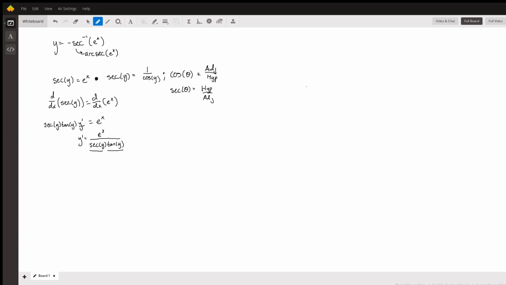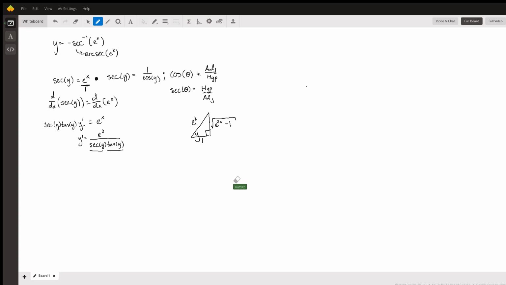So if we write the fraction like this, e to the x over 1, that means that if we have a right triangle, I promise that's 90 degrees, we call this angle y, we know that the hypotenuse is e to the x, and we know that the adjacent is 1. Using the Pythagorean theorem, you can find that this side is the square root of e to the 2x minus 1, right?